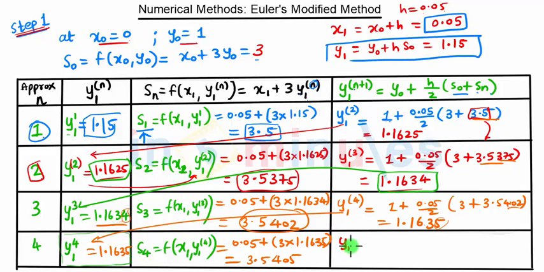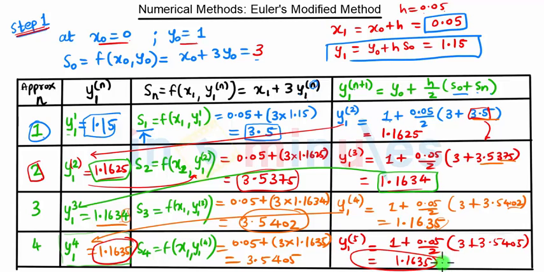Now we calculate y1 of 5. So 1 plus 0.05 upon 2, 3 plus this value 3.5405. If we calculate this value, it turns out to be 1.1635. Now if you see, this value is matching with this value, so now we are going to stop this.